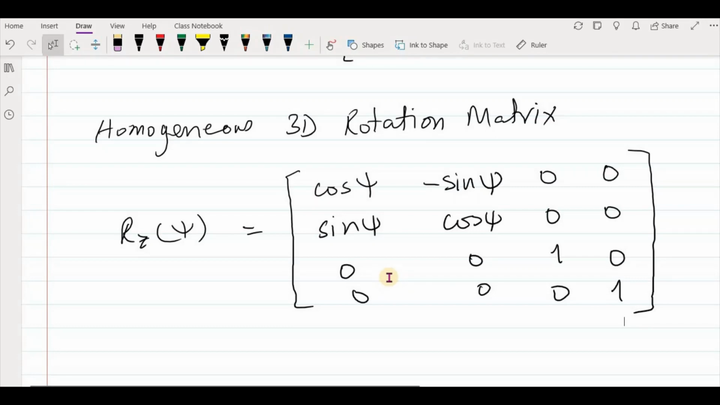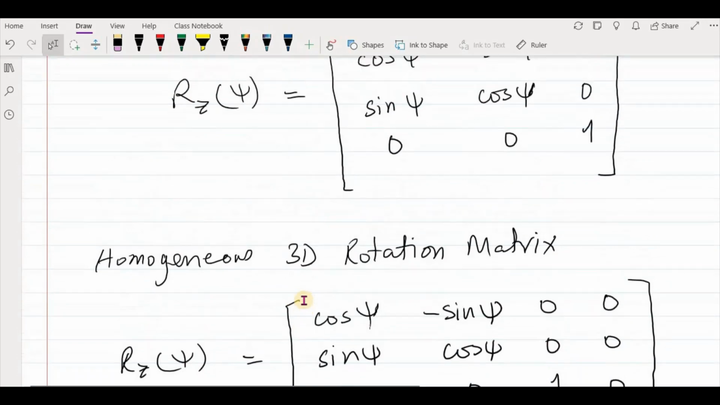And why we do that, I think we already discussed this in the previous lecture. We do it to make the calculations easier. For matrix multiplication, we need this homogeneous matrix to make our calculations easier.